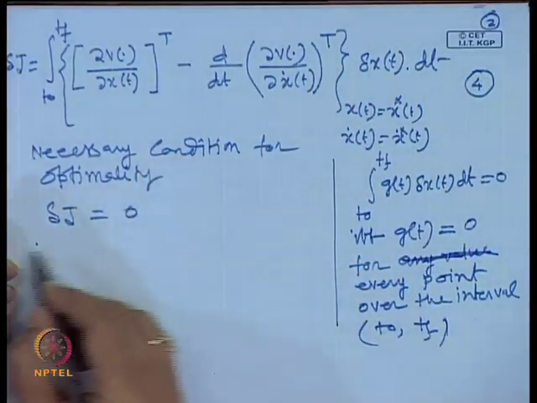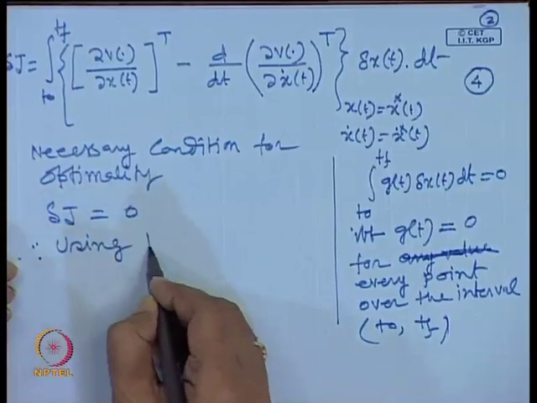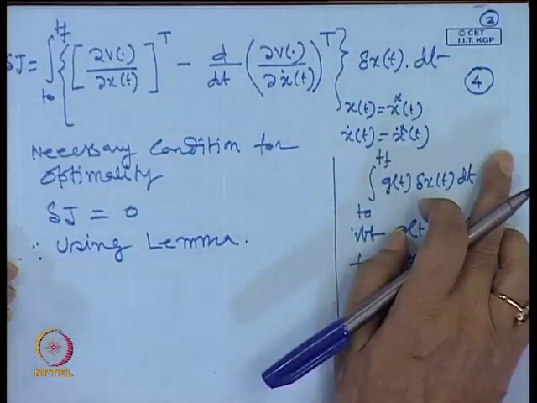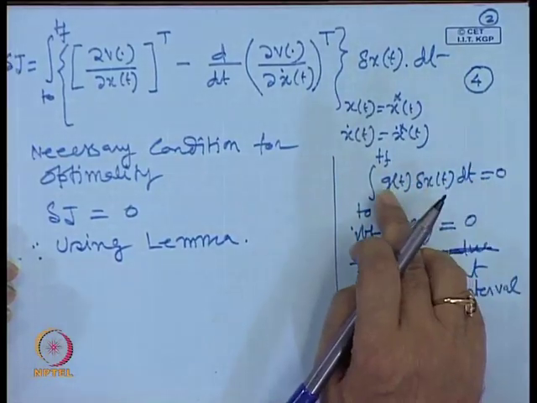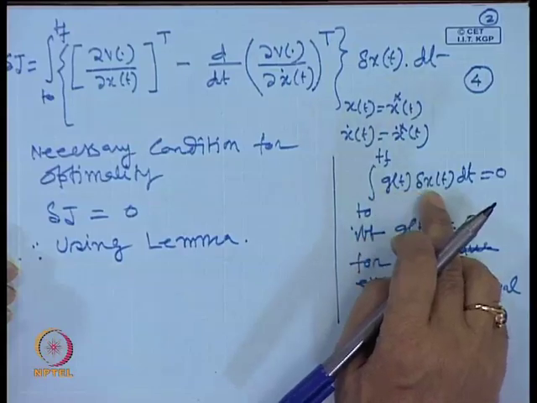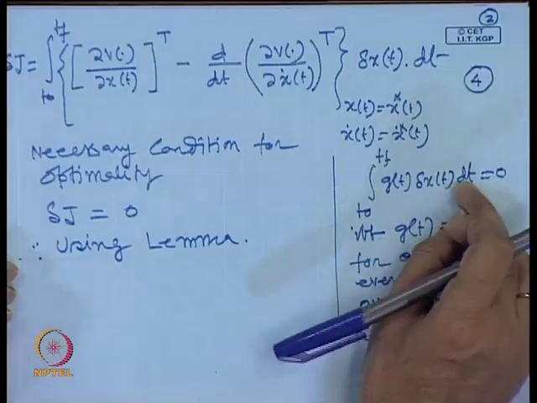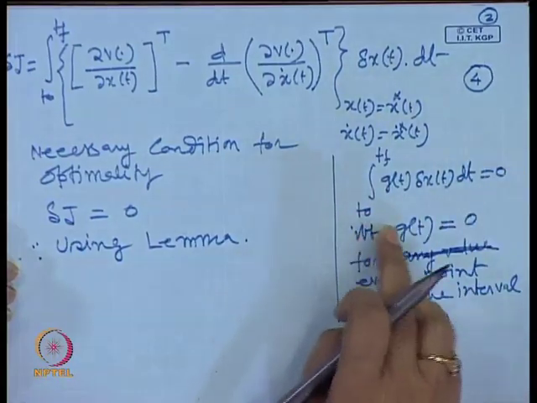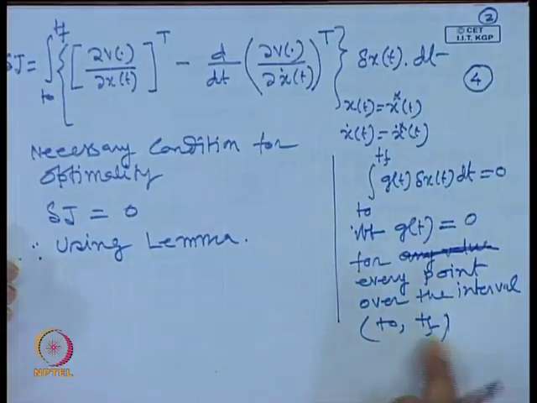This implies, using that lemma that we have discussed, that g is a continuous function over the interval t 0 to t f, and this g of t, if multiplied by a non-zero incremental change delta x over the interval t 0 to t f, will be 0 if and only if g of t is 0 for every point over the interval t 0 to t f.